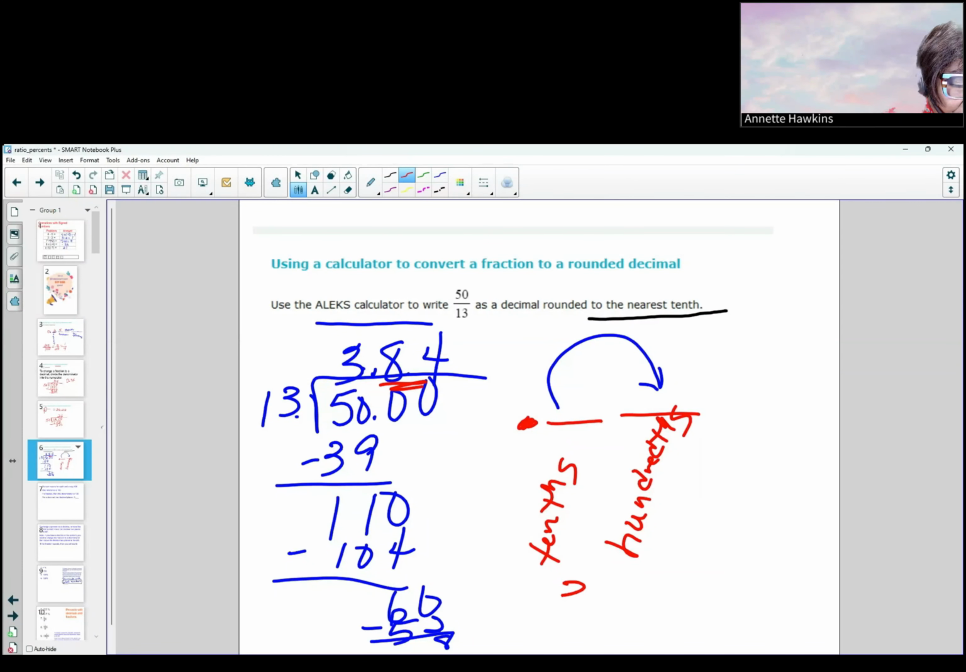So we have 3.84. I look to the right, okay? If this number is 5 or more, I add 1 to the 8 and drop the number off. This is not 5 or more, so it stays the same. 3.8 would be my answer, okay? All right, questions about that?